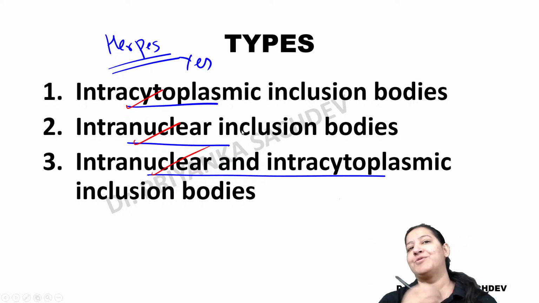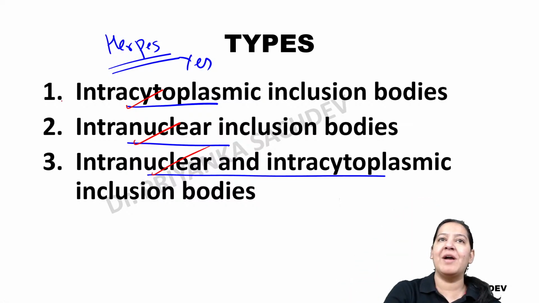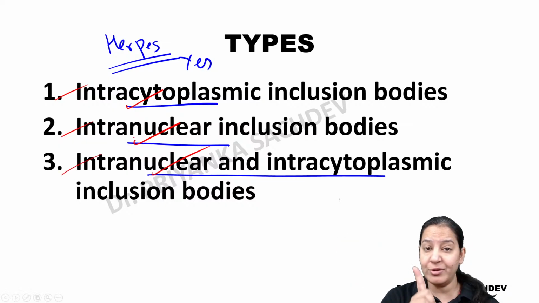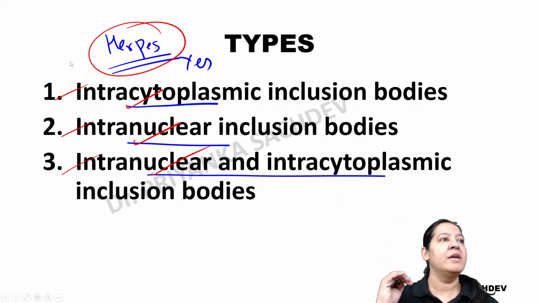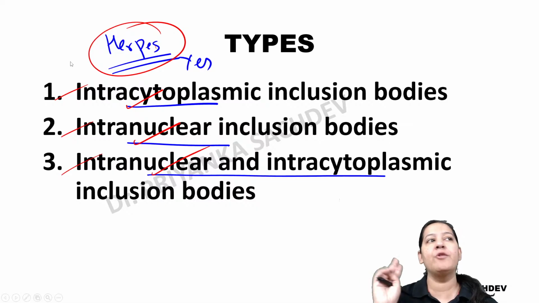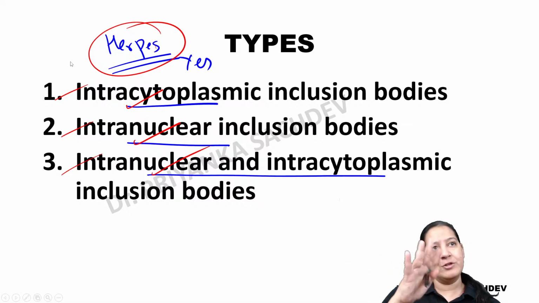I am giving you 3 options. I have taught you the examples. Now you may know examples of intracytoplasmic inclusion bodies, examples of intranuclear, and examples of both. I have taught you this very clearly in general virology. So you tell me, where does herpes virus fall? Yes, you are absolutely right. It is nuclear. Let me revise for the other students.